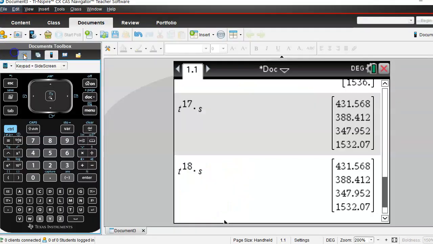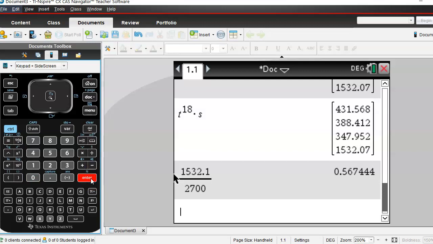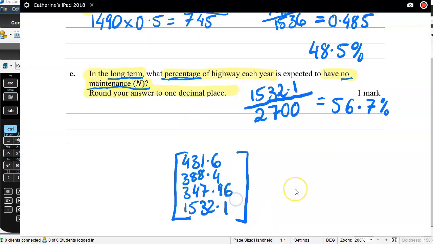So 1,532.1 divided by 2,700. So that is 56.7%.